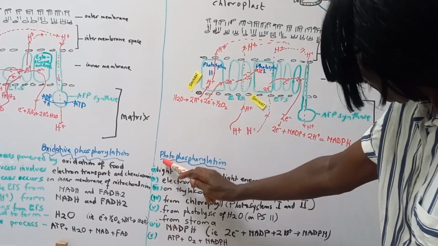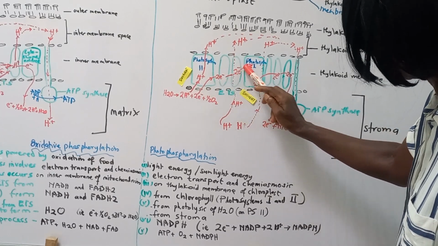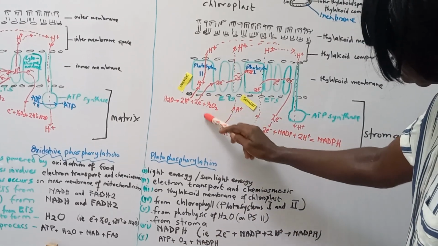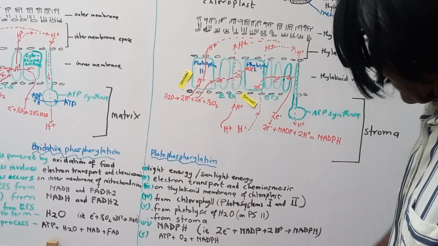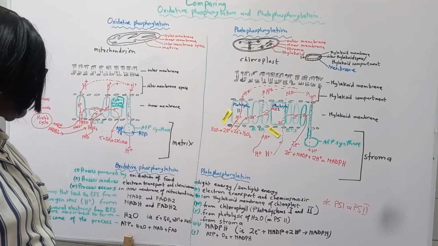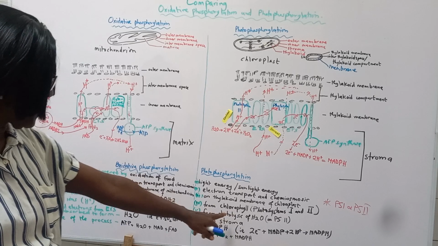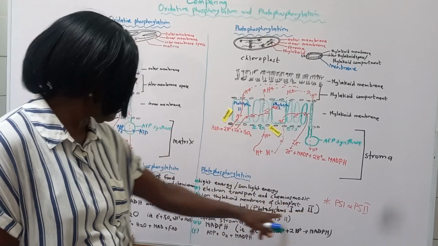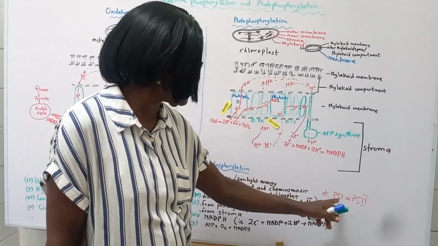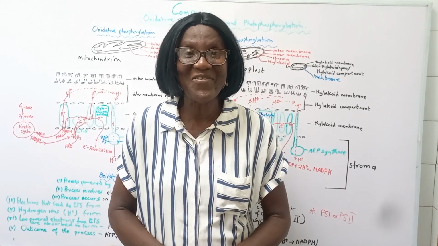The outcome of photophosphorylation: you have ATPs formed. ATPs are formed along the electron transport system. So you have ATP, you have oxygen given off, and then you have reduced NADP formed. One can also say that in comparing oxidative phosphorylation and photophosphorylation, photophosphorylation involves photosystems 1 and 2, whereas here, there's no photosystem. Well, this brings us to the end of our comparison.